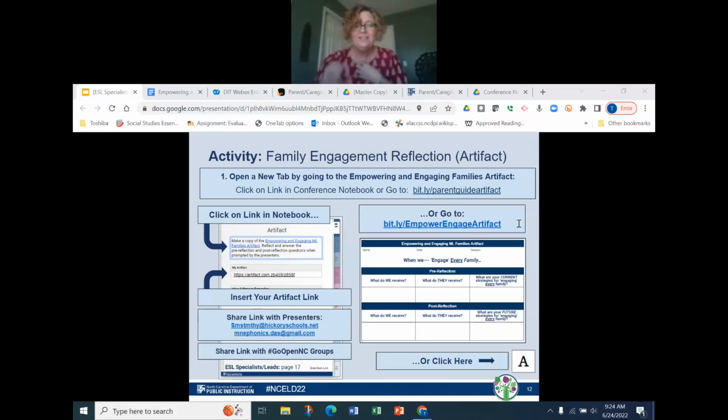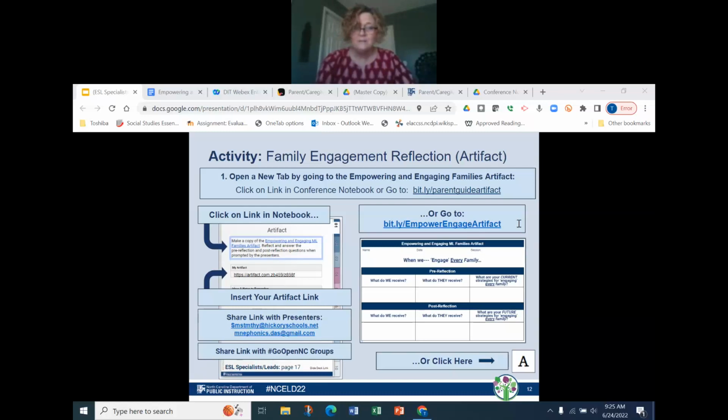But share your link with us. Go to your share icon at the top of your document and put our emails in to share. And please share with your colleagues across the state in #GoOpenNC groups. We're going to pause, give you time to breathe, and open your artifact document. It looks like the document on the page. When we engage every family, and at the top, there will be your pre-reflection questions, and at the bottom are your post-reflection questions. Satli, do we have any questions in the chat about the artifact?